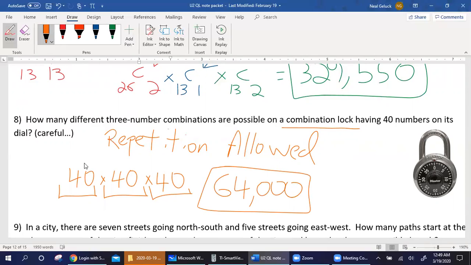Do not worry about number 9. That's a real tricky problem. I'm not going to put that on the exam. So that will do it for the 10.3 notes.